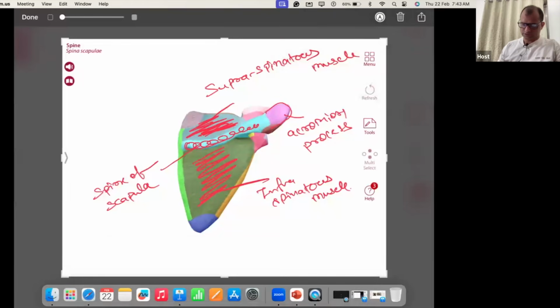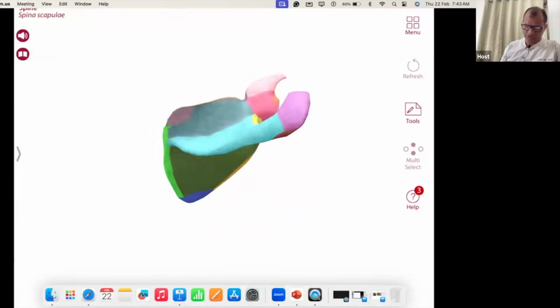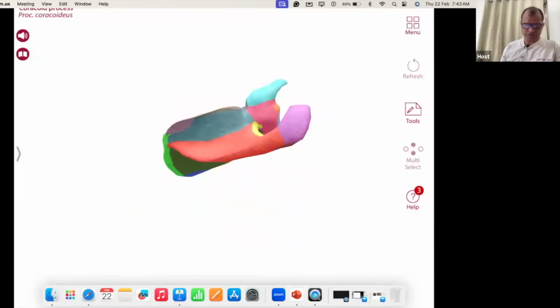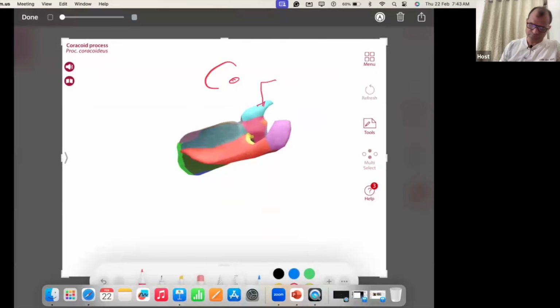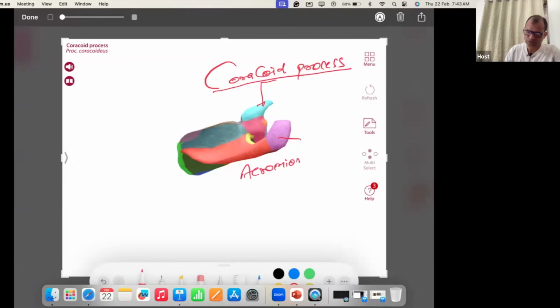Now there is another process on the front side. If you see the front side, there is another process. Sorry, it is called the coracoid process. So in this way, there are two processes, coracoid and acromion process. Let's see in this image.